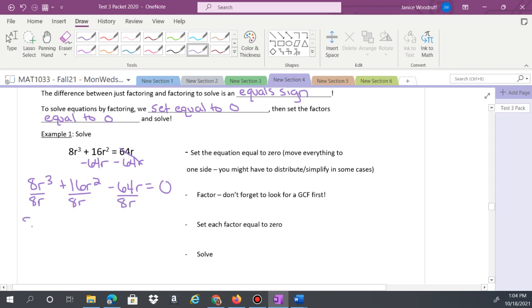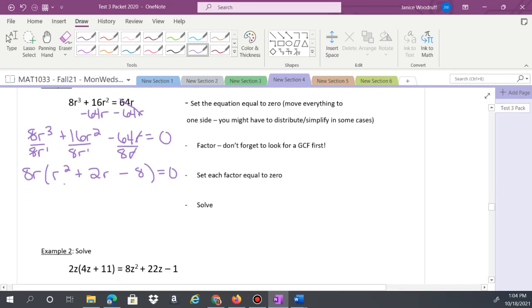All right, so that'll give us an 8r, and then let's see, 8r cubed divided by 8r. 8s are going to cancel. R to the 3 minus 1 will give us an r squared. 16 divided by 8 will give us 2. R to the 2 minus 1 will give us just r to the first. R's are going to cancel here, and 64 divided by 8 is going to give us a negative 8. Okay, I'm still factoring. So now I want to look inside r squared plus 2r minus 8.